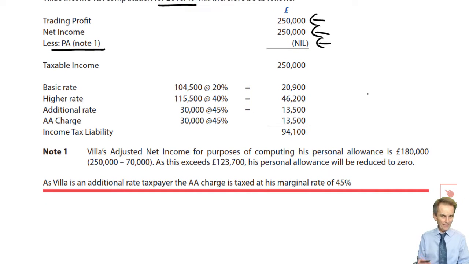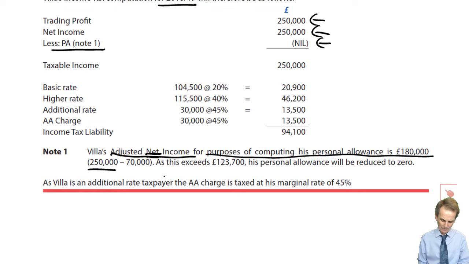But remember the valid reason for that. For this, we need an adjusted net income, and for purposes of computing his personal allowance it is 180,000. How do we get that? What is his net income, 250, minus the gross amount of personal pension contributions?